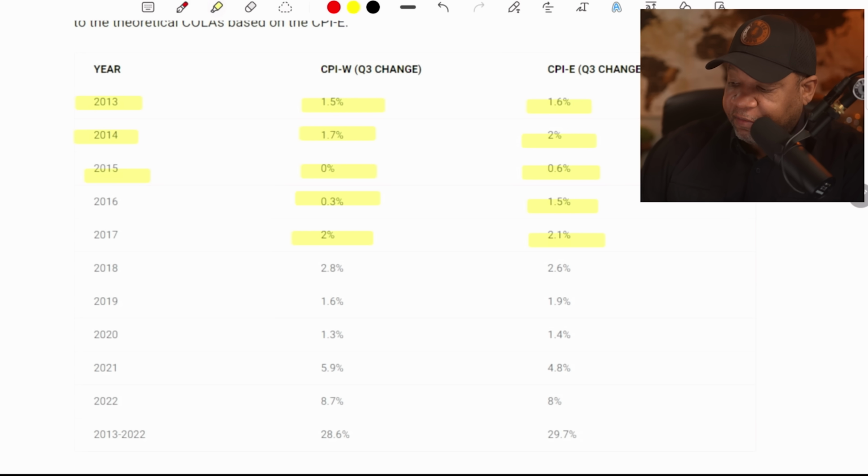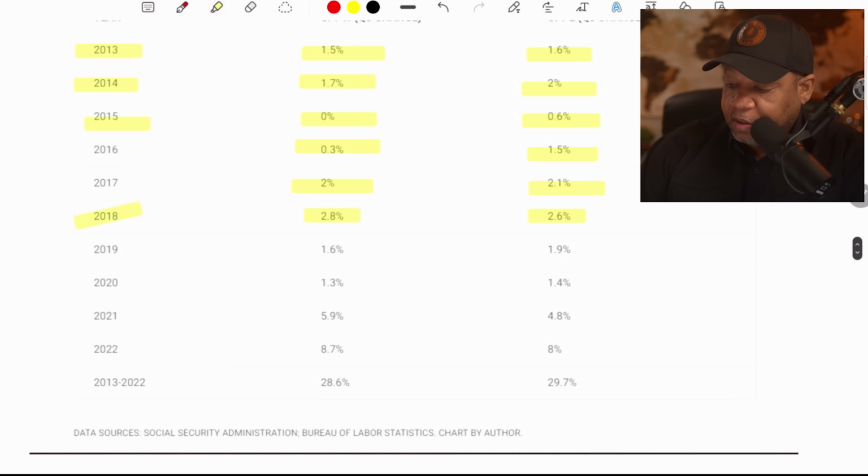So you see a pattern here of pretty much you're looking at COLA and you're seeing that the COLA that you actually received, you would have received an increase if you had the CPIE. Now, that's not always the case. Looking at 2018 here, COLA was 2.8%. If you use the CPIE, COLA would have been 2.6%. 2019, COLA was 1.6%. If you use the CPIE, COLA would have been 1.9%. 2020, COLA was 1.3%. If you use the CPIE, COLA would have been 1.4%.